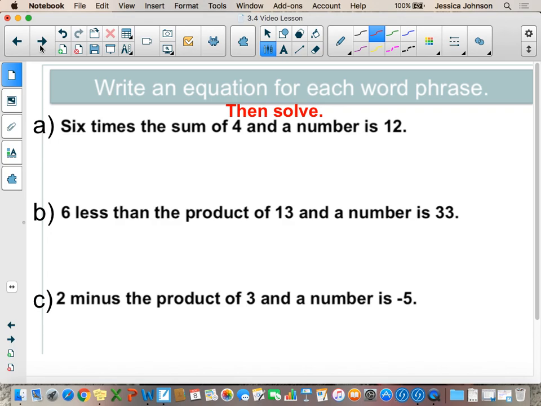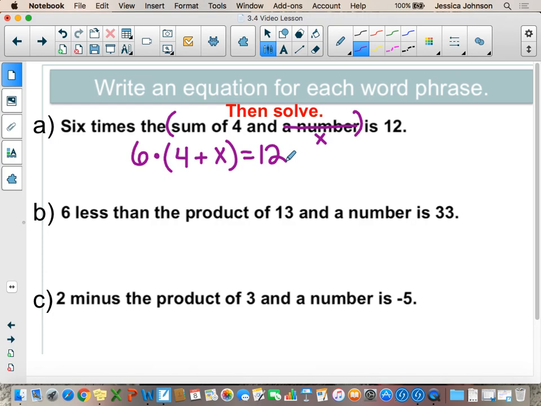So I have 6 times the sum of 4 and a number is 12. So a number I'm going to have be my variable. Okay, 6 times, remember the sum means answer to. So I put that in parentheses. 4 plus x is 12.